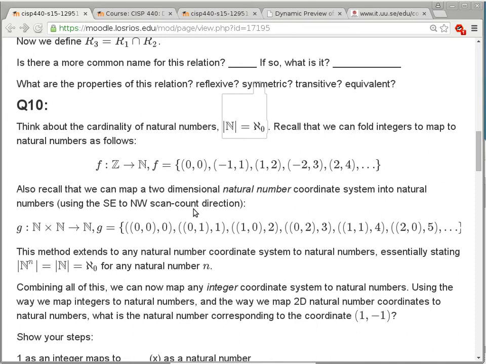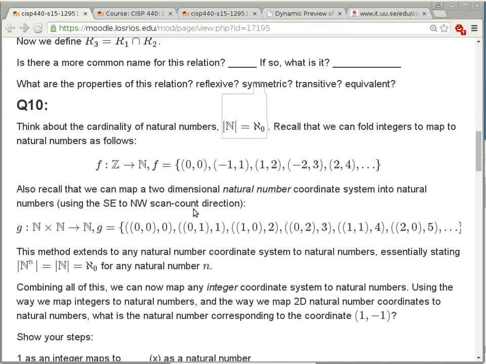Then we are leaving all the odd numbers in the natural numbers. Those are for the negative values. So negative 1 maps to the first odd number, which is 1. Negative 2 maps to the second odd number, which is 3, and so on. So by doing it this way, I can map any integer into a particular natural number, and it is a one-to-one correspondence.